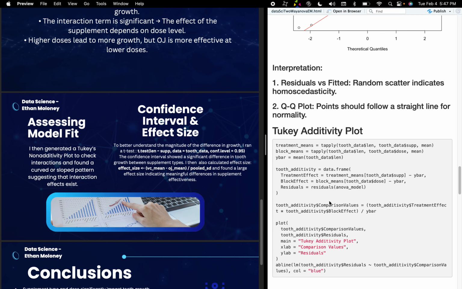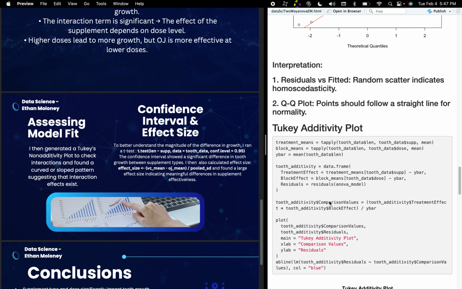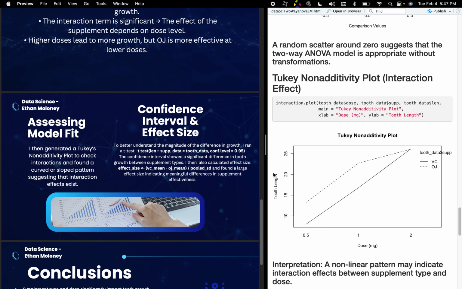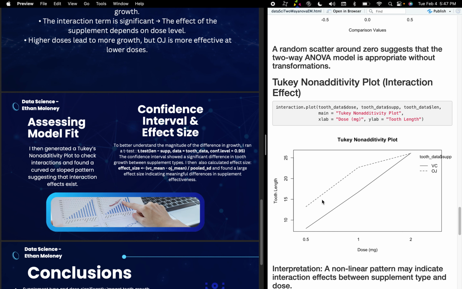So now assessing the model fit. I generated a two-case non-additivity plot to check interactions and found a curved or sloped pattern suggesting the interaction effects exist. Right here.